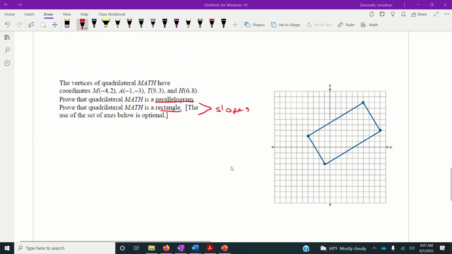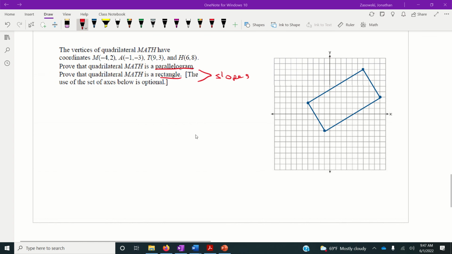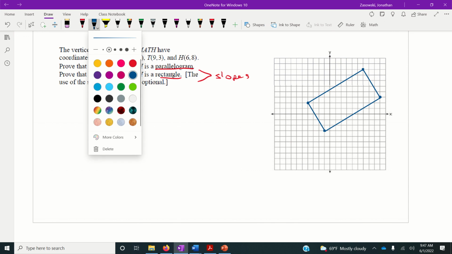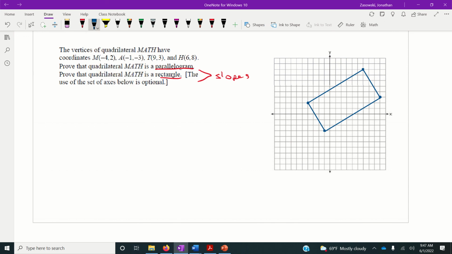All right, going down to the last one here, we want to prove that this is a parallelogram and also a rectangle. So once again, we're going to go ahead and label your shape. So M is the point -4, 2. So that is going to be here. A is -1, -3. T is 9, 3. And H is 6, 8. So make sure when you draw your shape that it actually looks like what you're trying to show.